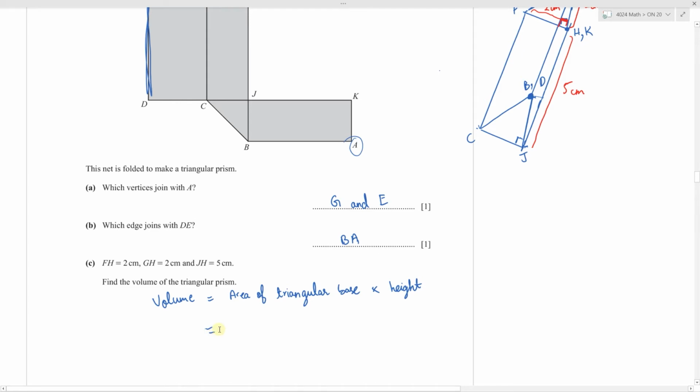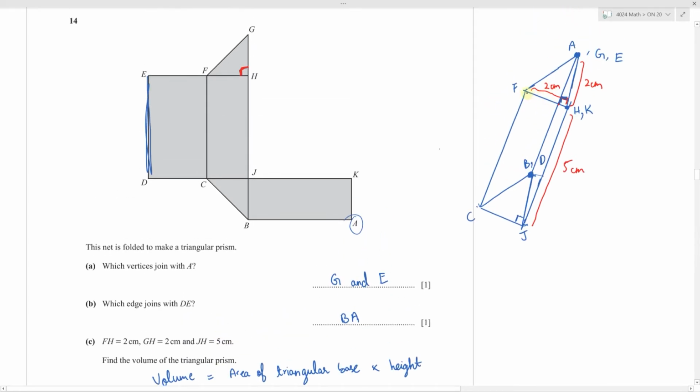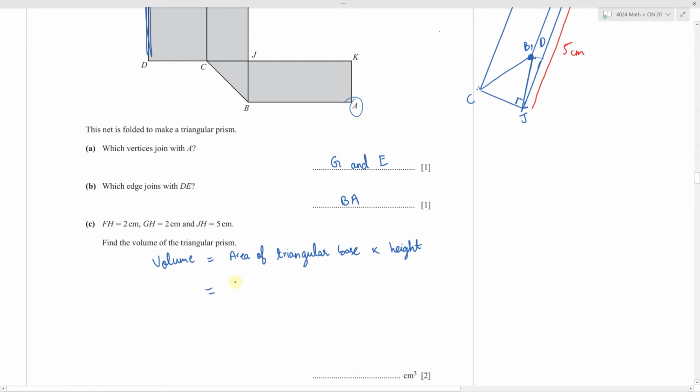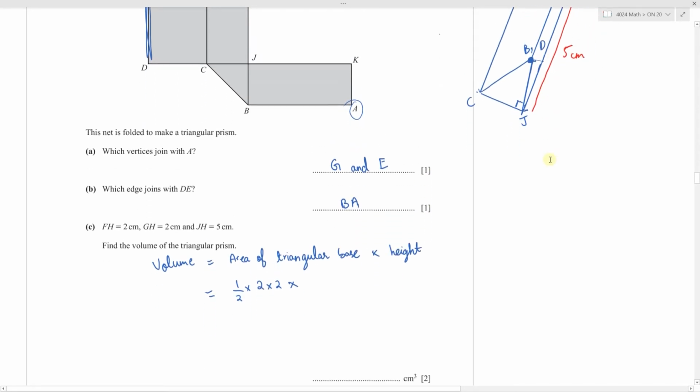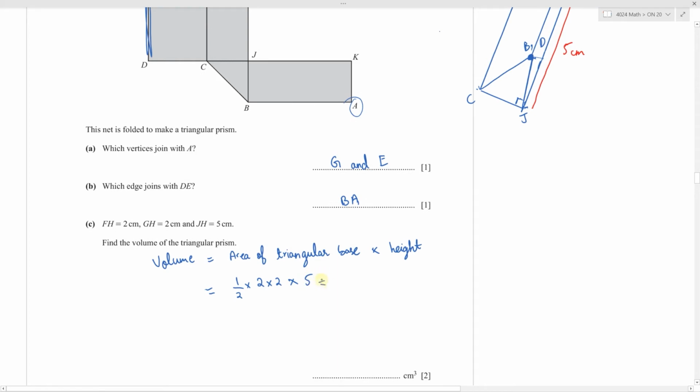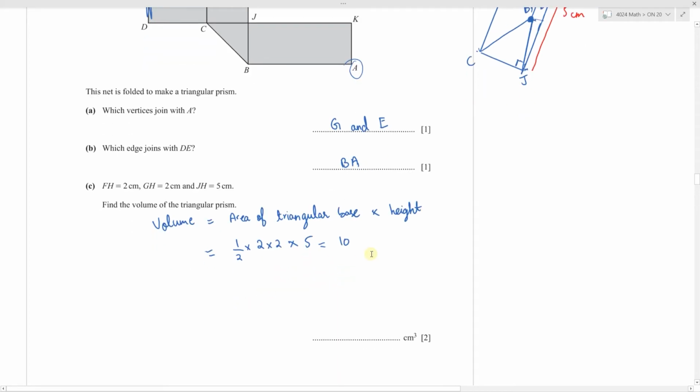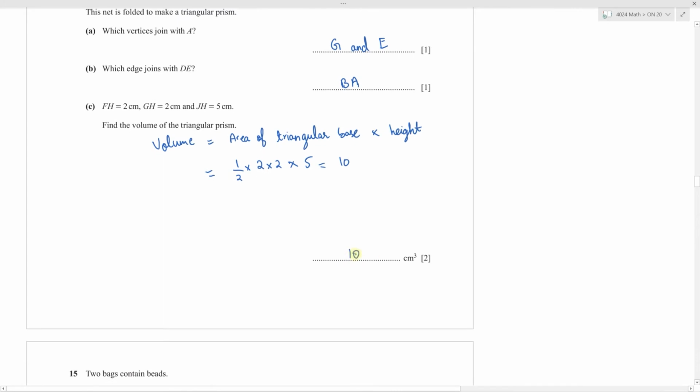So what is the area of the triangular base? So we know that the base length is 2 centimeter, height is 2 as well. So area of a triangle is 1 by 2 into base into height. So 1 by 2 into 2 into 2 multiply by the height of the prism, which is this height, 5 centimeters. So 5 twos are 10, 20, and then 10. So your volume of the triangular prism is 10 centimeter cube.